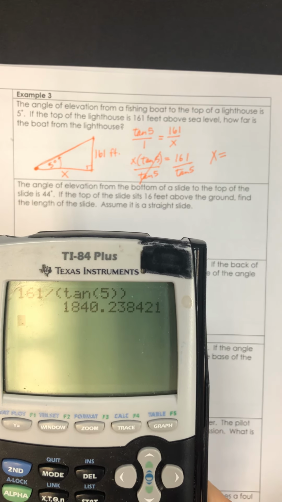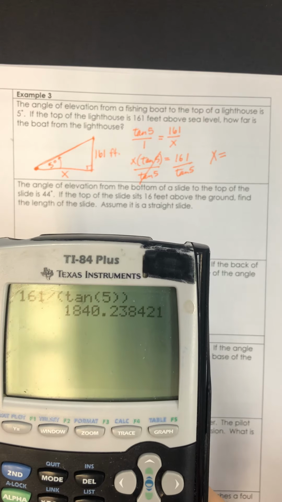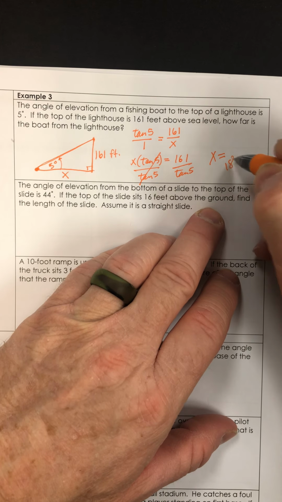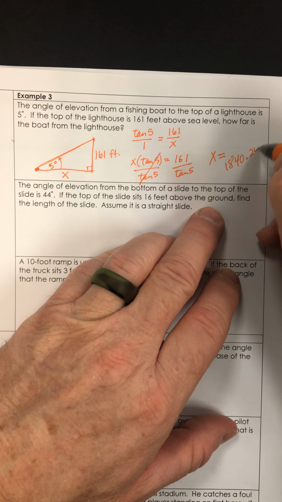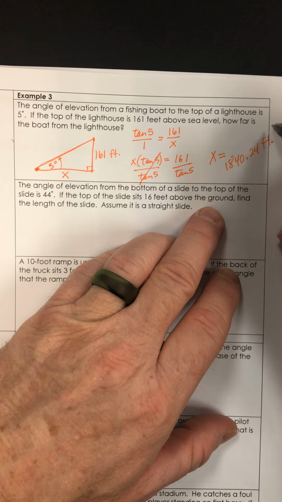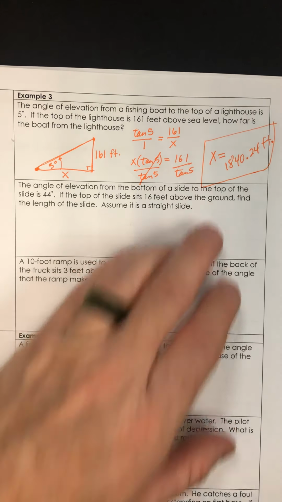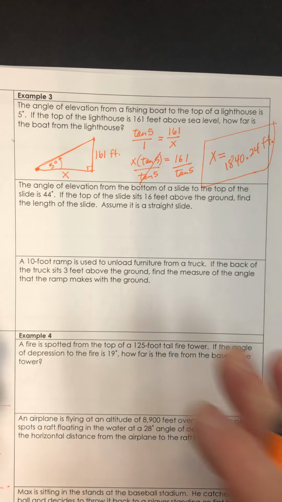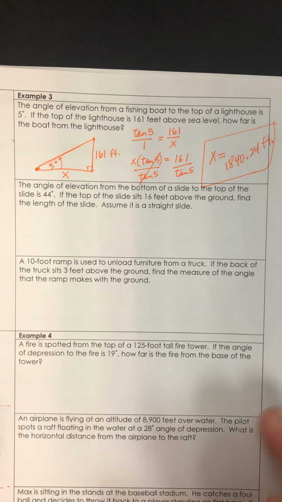1840.238421. So let's round that. The 8 will round the 3 up, so 1840.24 feet, because that is a length. And if you have the answer key, you could follow along with what I'm doing on the answer key. I'm essentially just working them like I did on the answer key here on this paper.